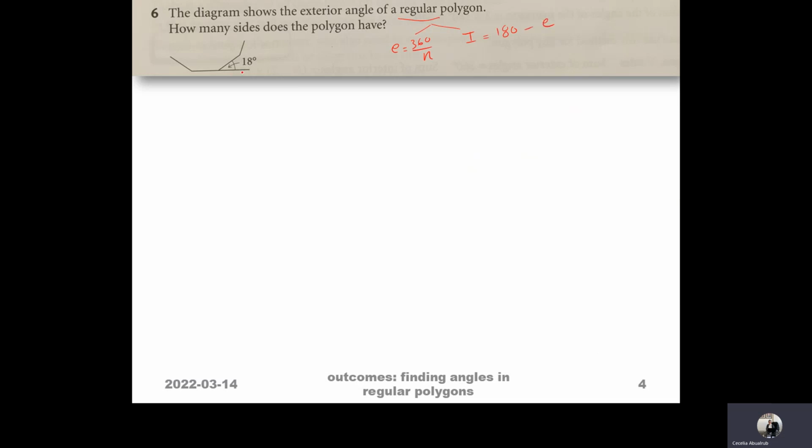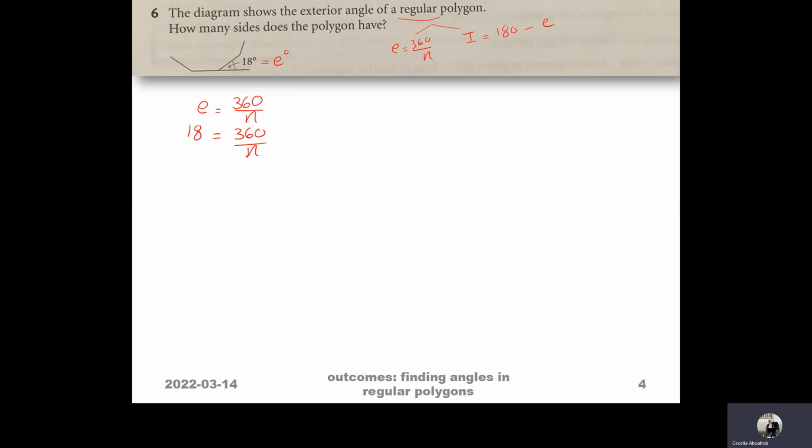Okay, now the 18 degrees represents the exterior angle. All right, so I must go to the first rule. E is equal to 360 over N. The given is going to be substituted in the formula. So E is equal to 18. So instead of E, I'm going to write 18 is equal to 360 over N.